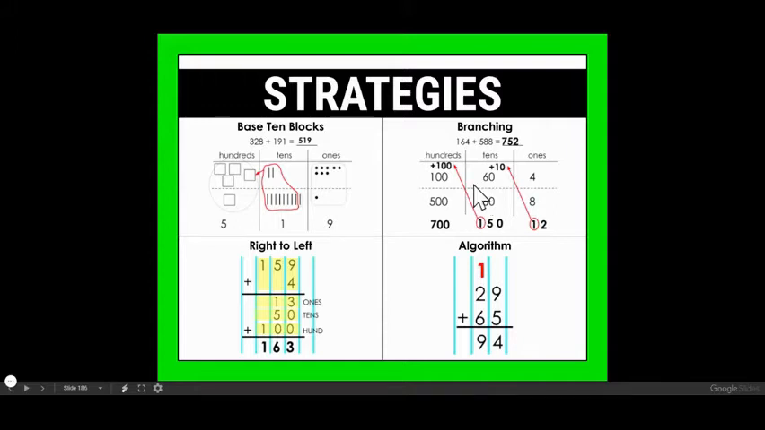So now I'm going to do some examples of showing you how to solve these problems using 2 different strategies, and I'll kind of mix it up so you can see a bunch of the different strategies that you could do.